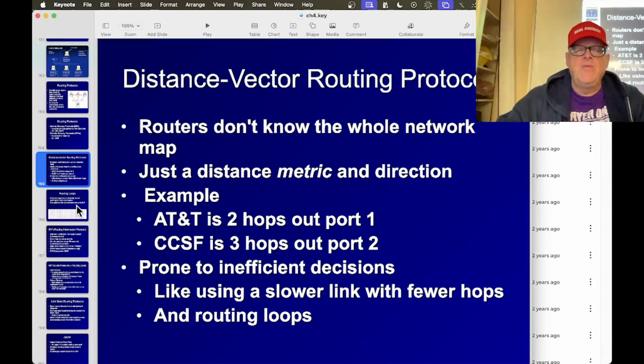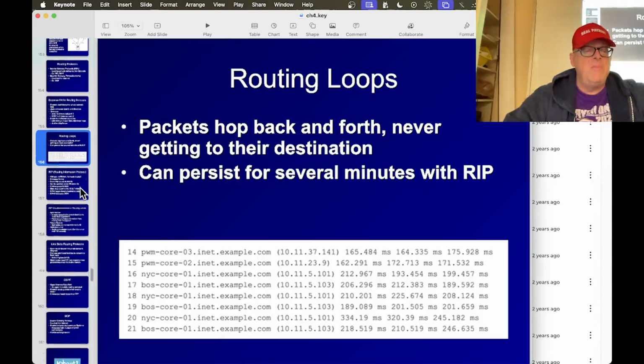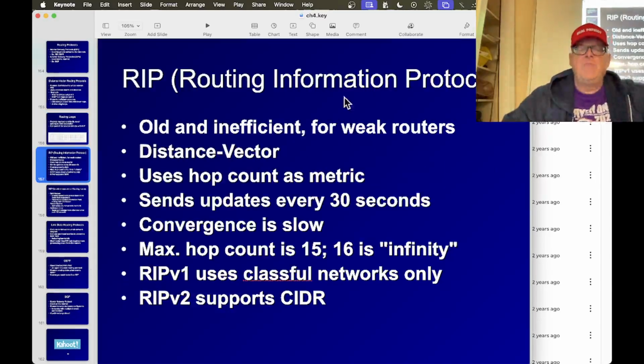This was able to work for small networks when things were slow, but it would have flaws. Like you have routing loops like this, where it would just send things from 101 to 103 to 101 to 103. It would get confused and send traffic the wrong way, and this could persist for several minutes with RIP. RIP is old and inefficient, and it only updated every 30 seconds, so it could take minutes to converge, and all that time it's sending packets the wrong direction.